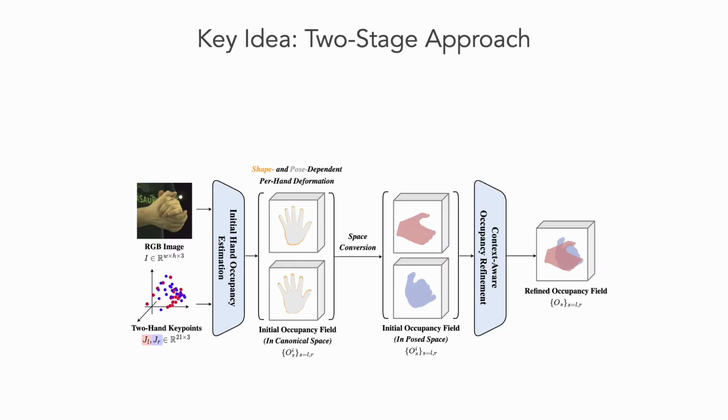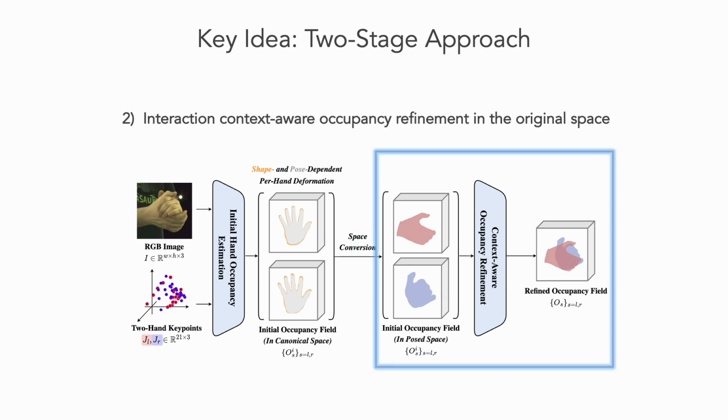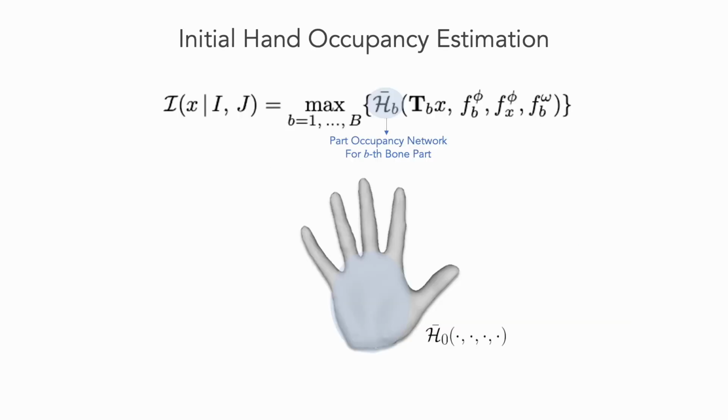As mentioned in the overview, our key idea to learn the complex two-hand occupancy field is to take a two-stage approach. We first perform initial occupancy estimation in the hand canonical space, and then interaction context-aware occupancy refinement in the original space. For our initial hand occupancy estimation, we train MLP-based part occupancy networks to predict occupancy values for each bone part, motivated by the existing articulated neural implicit functions.